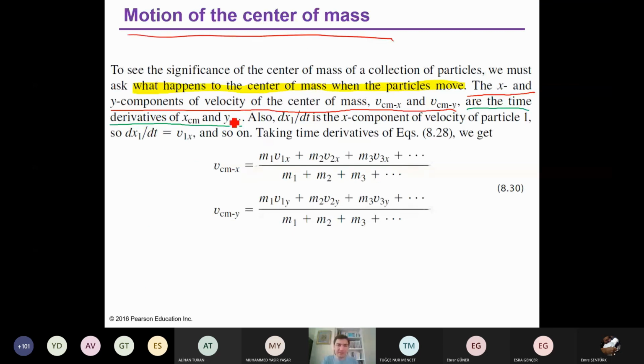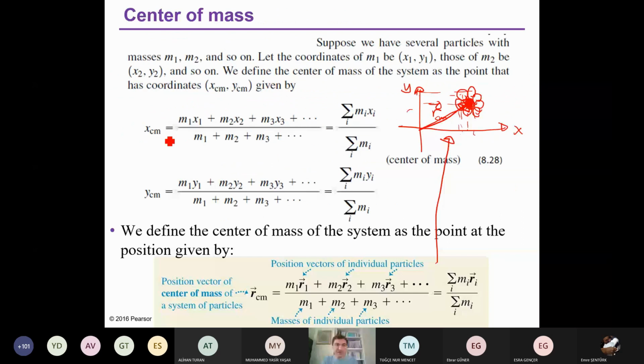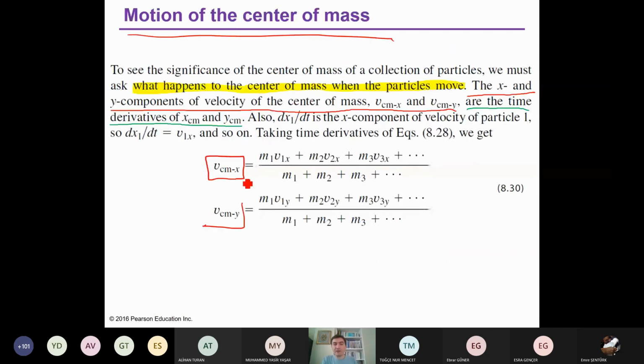Then let me continue with the motion of the center of mass. Here I have given the x position. If I take the time derivative of x center of mass, then I can get the x velocity of the center of mass. If I take the time derivative of y center of mass, then I can get the y velocity of the center of mass. Just do that. Then we have the velocity of the center of mass along the x-axis and the velocity of the center of mass along the y-axis.